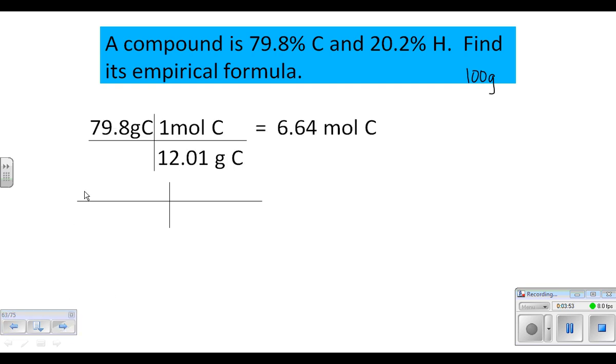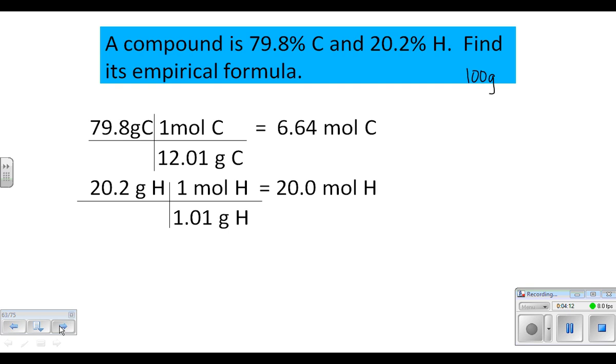So for carbon, we would change just that percent sign to a gram, and then we would divide by the molar mass of 12.01, and that would give us 6.64 moles of carbon. Okay, for hydrogen, we did the same thing, percent to mass and then mass to moles. So we would go percent sign to grams, and then we would divide by 1.01 grams. That would give us 20 moles of hydrogen.